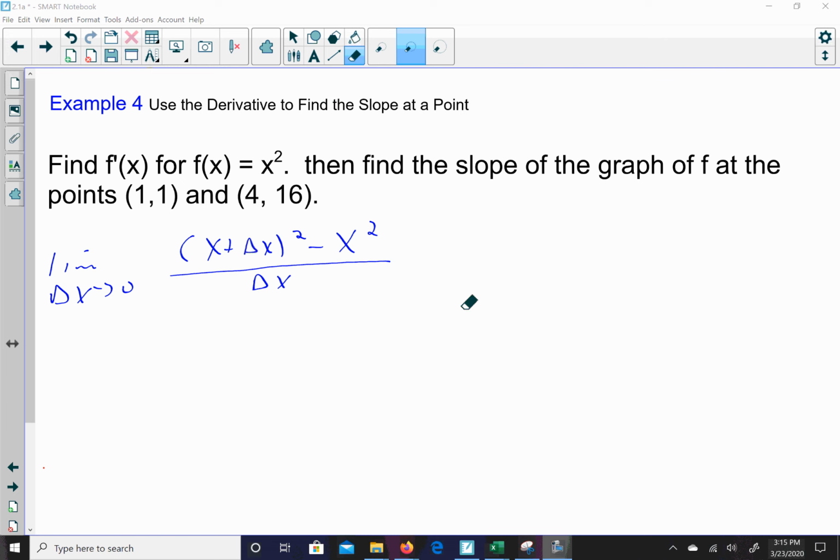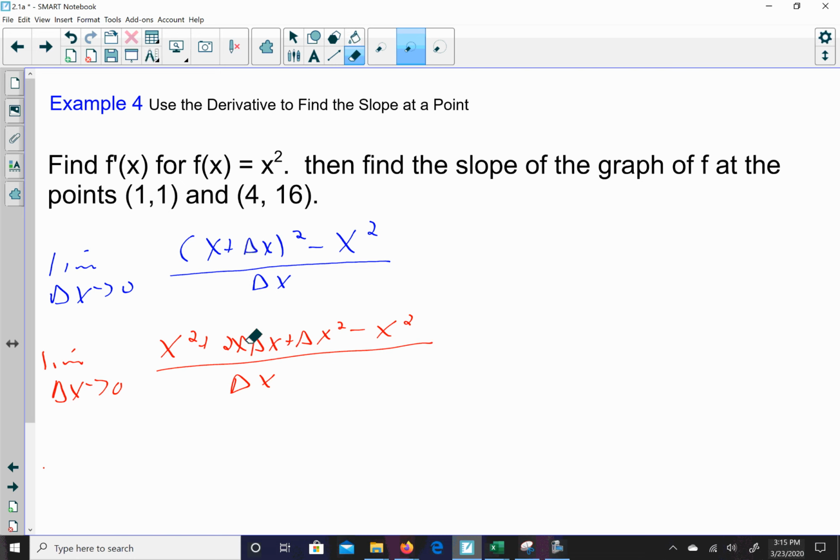Then when I FOIL, I'm going to have the limit as delta x approaches 0 of x squared plus 2x delta x plus delta x squared minus x squared all over delta x. Here I can see that the x squareds will equal 0.